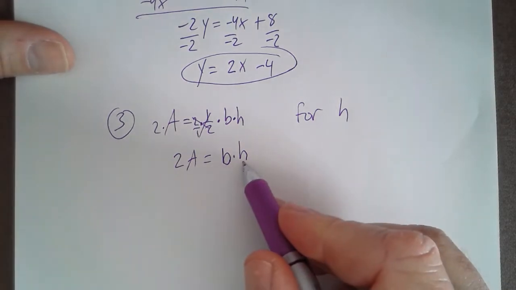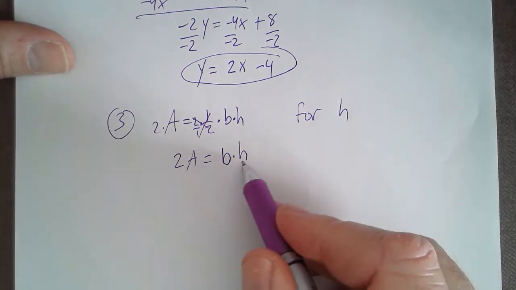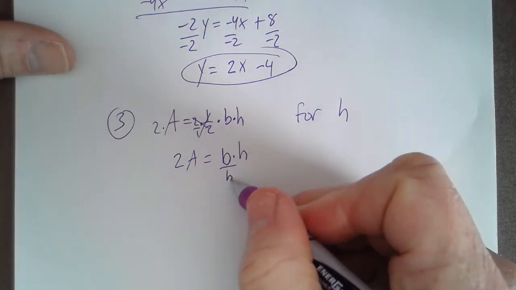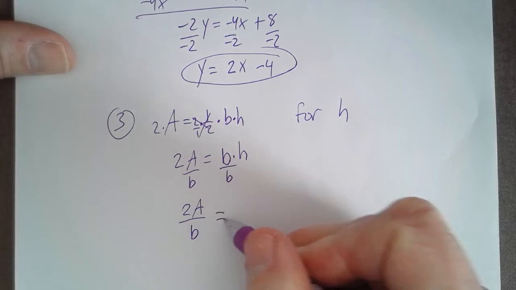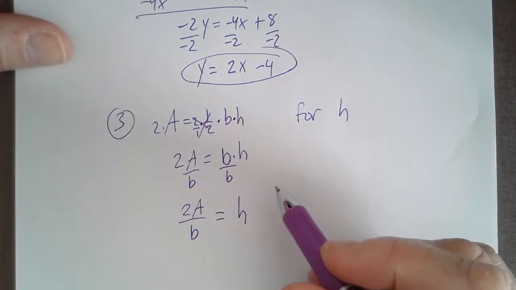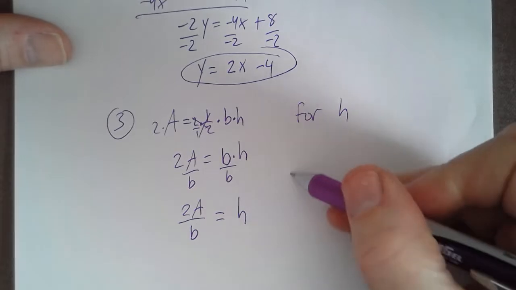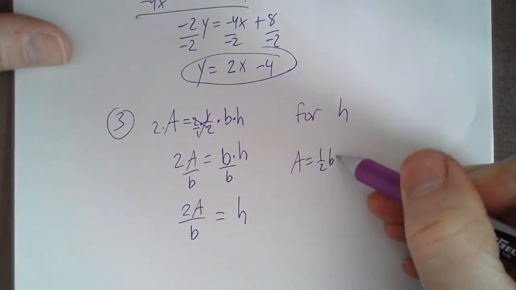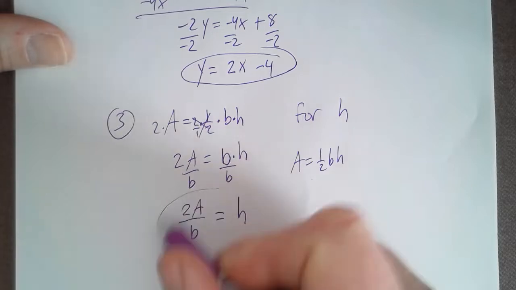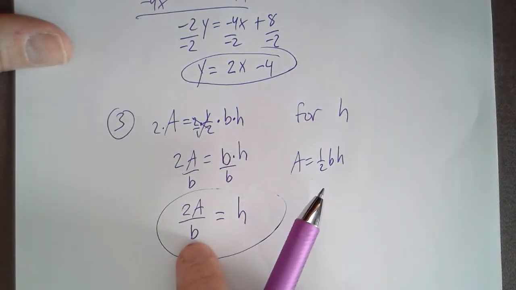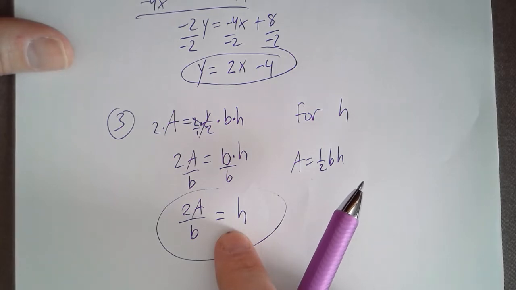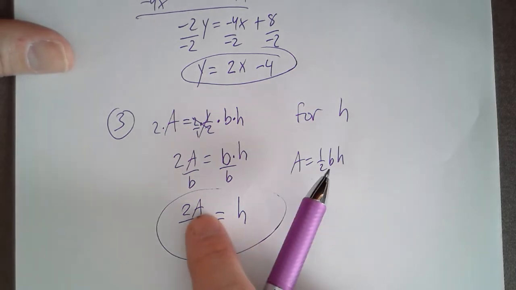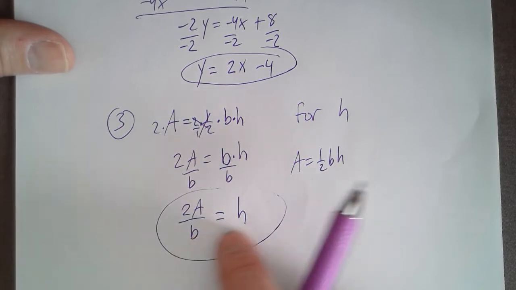All right, so what are you going to do next to get h by itself? It's b times h. So what are you going to do to get the h by itself? That's right, you're going to divide by b. So 2a divided by b is equal to h. So this was the area of a triangle. It was a equals 1/2 base times height, but I rearranged it. So now, given the area and the base, I could tell you what the height is of this triangle. If we know the area, you double it, divide by the base, and you get the height.